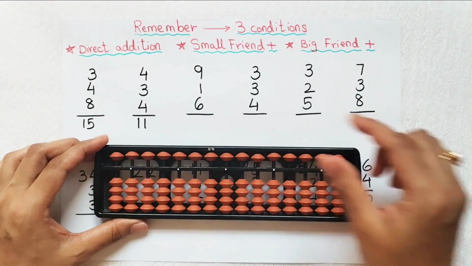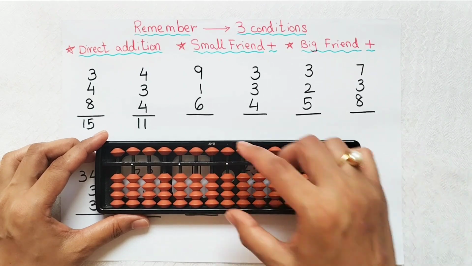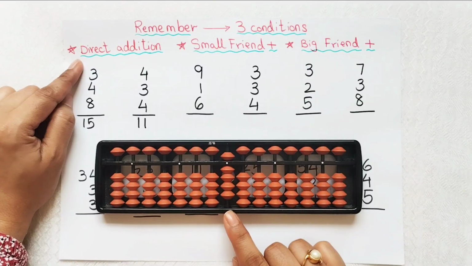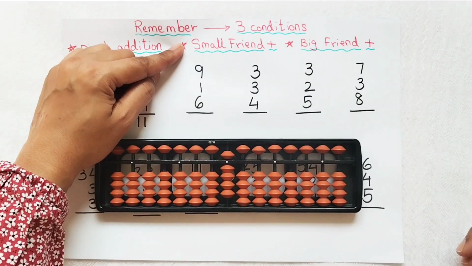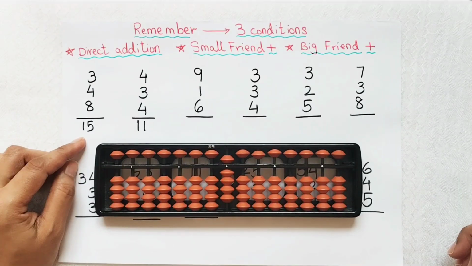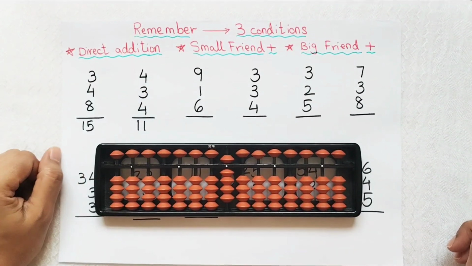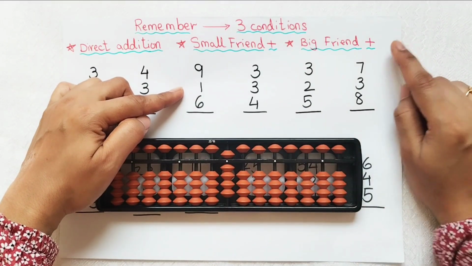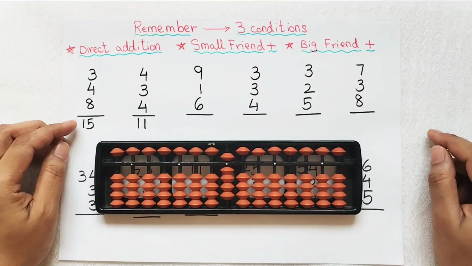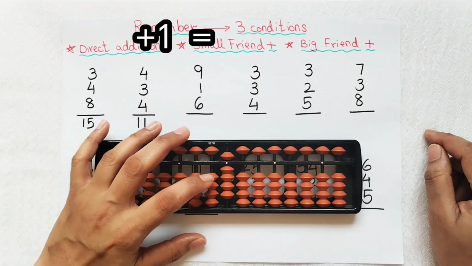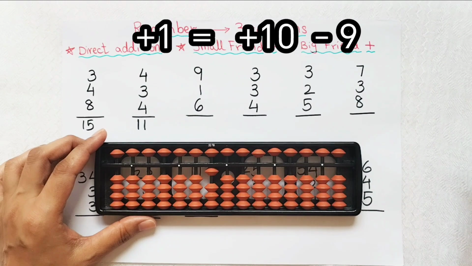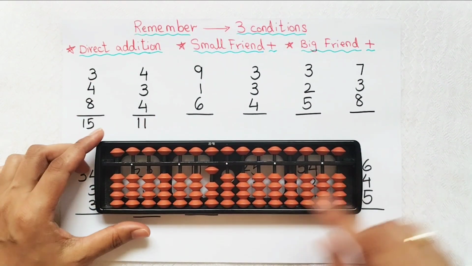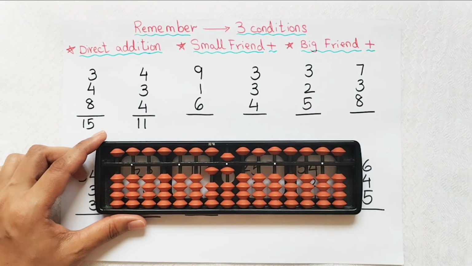Next one. 9 plus 1 plus 6. 9 plus 1. Okay. Direct addition. Not possible. Small friend. Again not possible. So I have to go for big friend. Since we all know 1 has 2 formulas. Small friend and big friend. But over here we will be using the big friend formula. So what's the big friend formula of 1? Plus 1 is plus 10 less 9. Did you understand this? Okay. And next one, plus 6. Can I do it directly? Yes. My answer is 16.